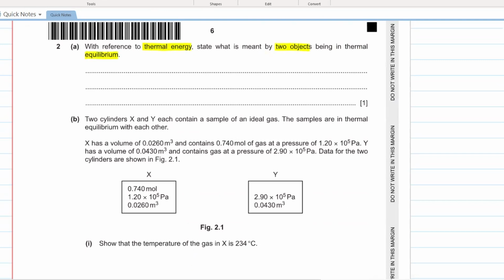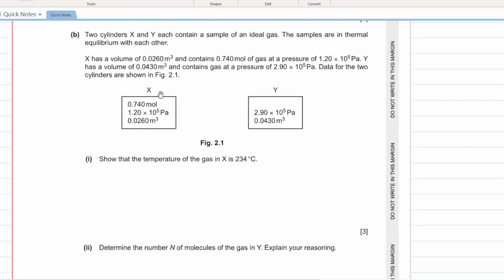So you have to tell what thermal equilibrium means. Thermal equilibrium means what? No net transfer of thermal energy. Simple as that.